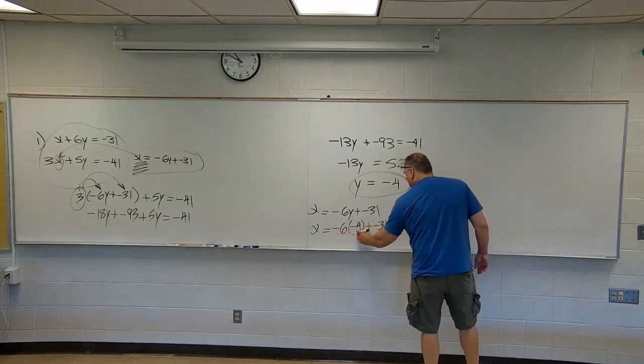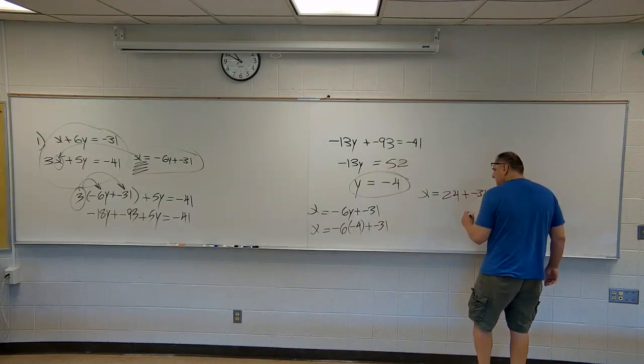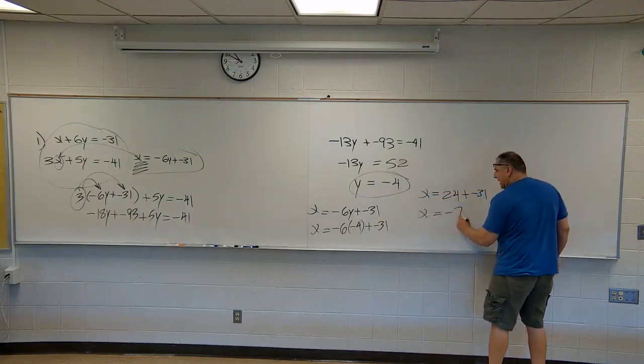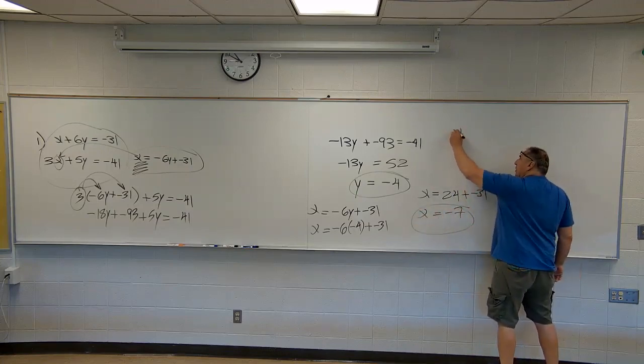What's negative 6 times negative 4? Got that. Add them up. Got negative 7. What just happened here? Well, we just solved this is what happened.